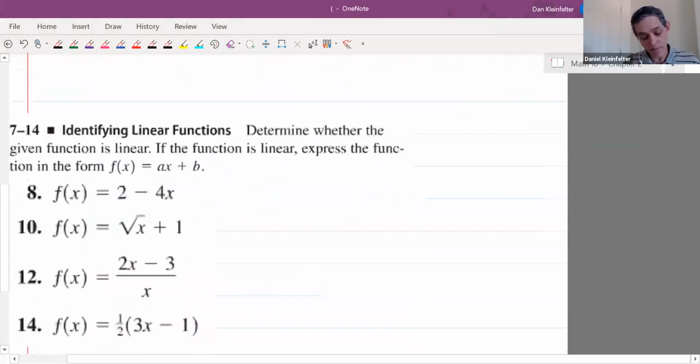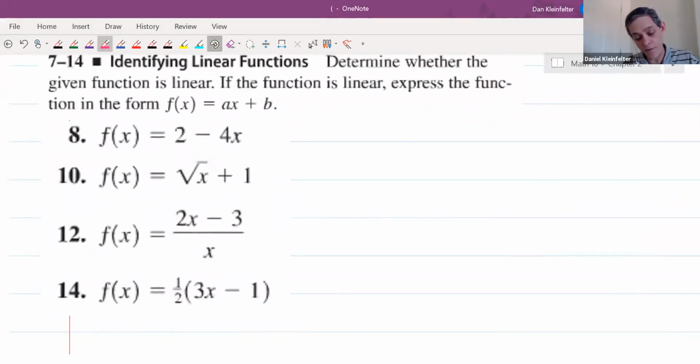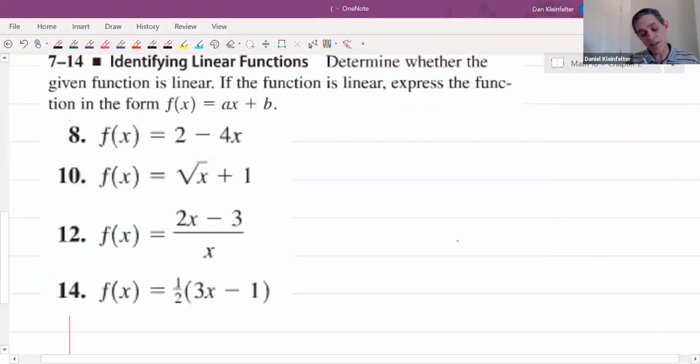In the next part, what we want to do is just decide whether or not we're dealing with a function that's linear or not. If it is a linear function, express it in the form ax plus b. So here they've used it as ax plus b. They're calling the slope a here instead of m, but it's the same. Okay, so let's take a look. For 8, it says f of x is 2 minus 4x. If I write that as f of x equals negative 4x plus 2, then it looks a little easier to see that it's a linear function.